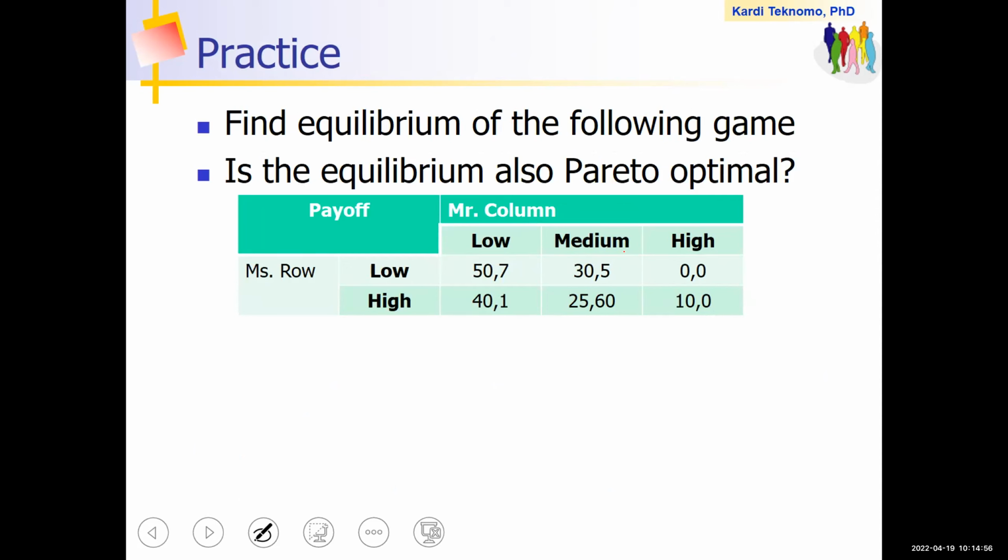Okay. How about this? Can you practice? So, what is the equilibrium, and then what is the Pareto optimality? You can just annotate here.